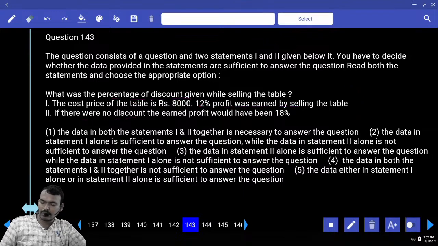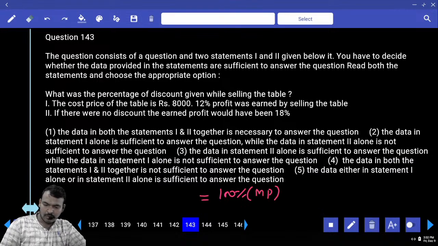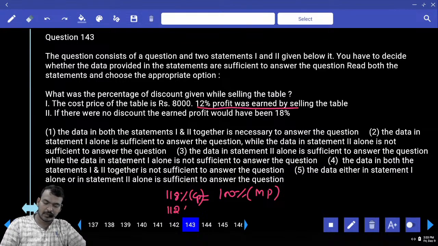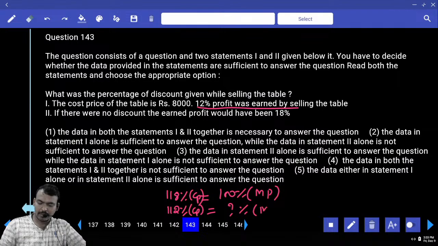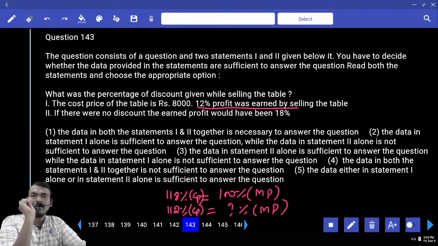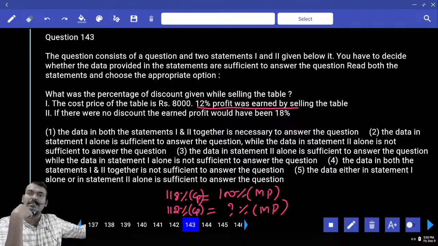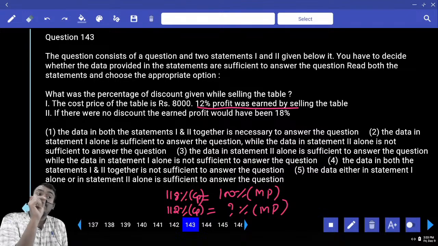No discount. No discount means 100% of market price is equal to 118% of cost price. Yes or no? Next, first time how much percent is the profit? 12%. 12% profit means we write 112% of cost price. It is equal to what percent of market price? Yes or no? Solving this, we get the question mark value. That question mark must be less than 100 or more than 100? Less than 100, because 118 becomes 112, so 100 becomes less than 100. What percent of market price?